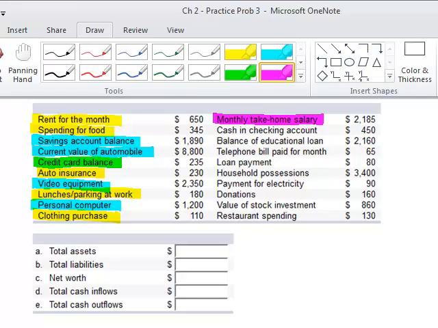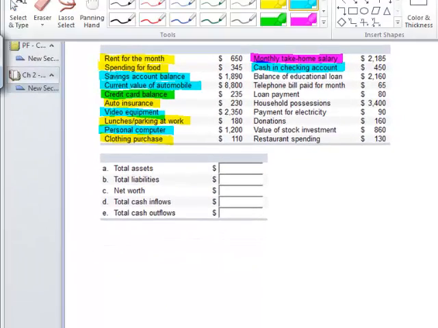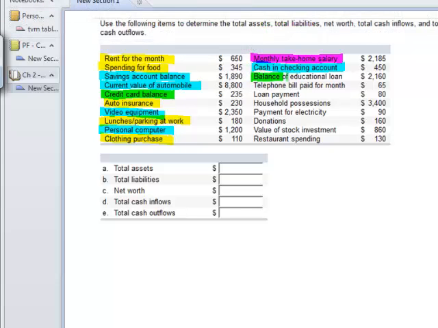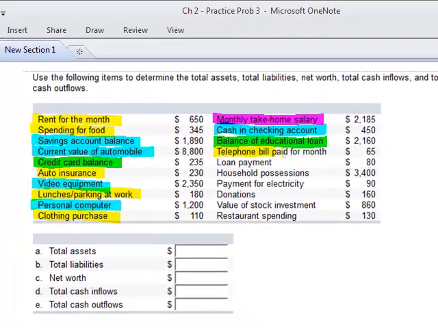Let's see. Cash in checking account, that's an asset, right? That is something that I have. All right, balance on my educational loan, that's a liability. That's something that I will owe. All right, so that is green. All right, so that and my credit card balance so far are my only liabilities. Those are things that I owe. Telephone bill, paid for the month, that is money out. So that is going to be yellow as well. My loan payment, also money out.